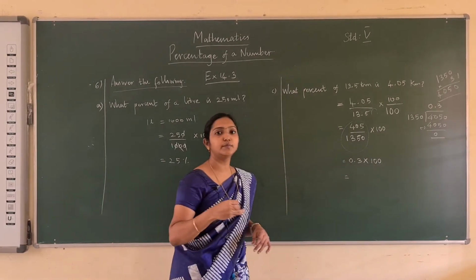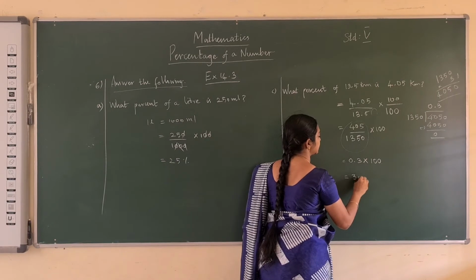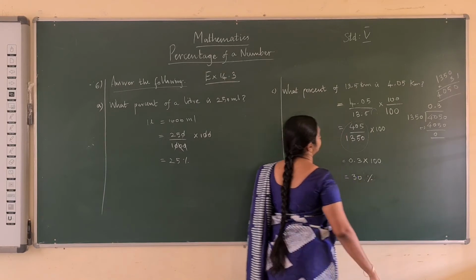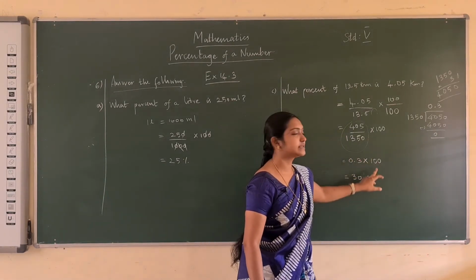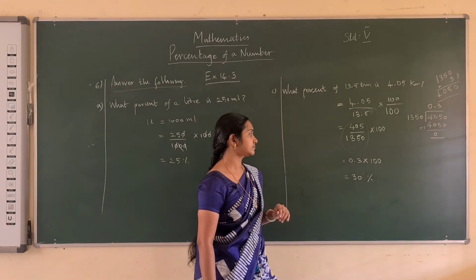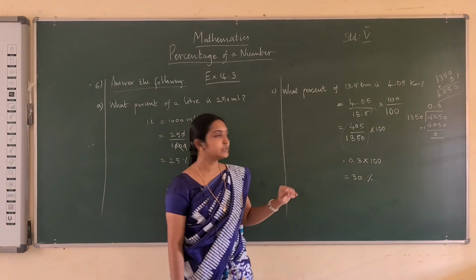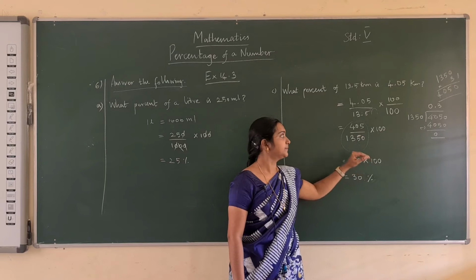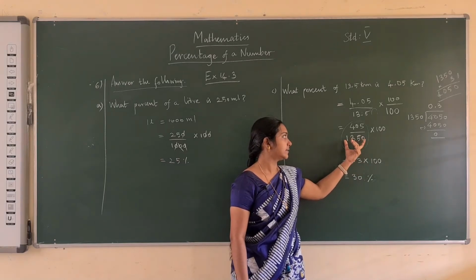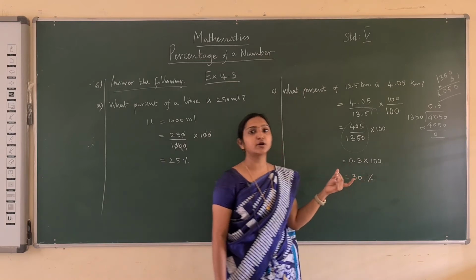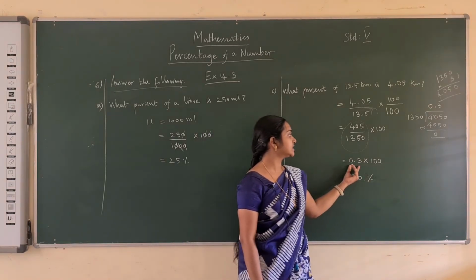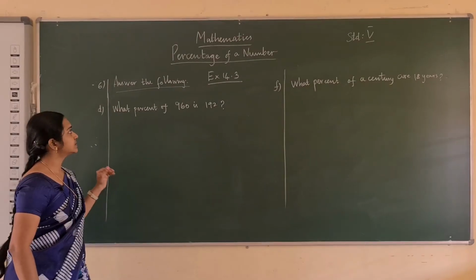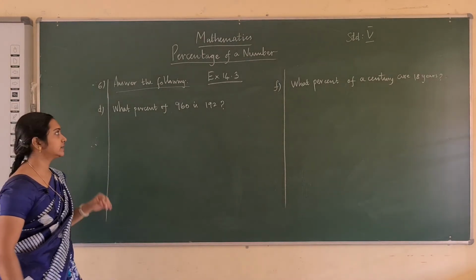Move the decimal point 2 places to the right. So the number is 30, so the answer is 30%. To remove the decimal point, in the first step we multiplied by 100 in both numerator and denominator. Now we divide 405 by 1350. The answer we got is 0.3, and we multiply that by 100, so it is 30%.